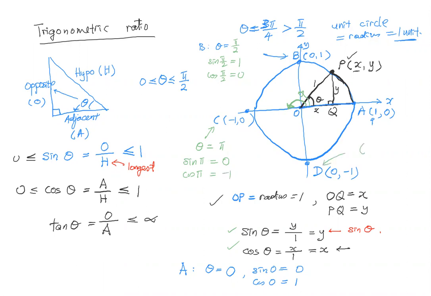Now how about point D then? What is the angle? It turns from here, 3/4. One quarter is pi by 2. 3/4 is 3 pi by 2. So can you please tell me what is cos 3 pi by 2?